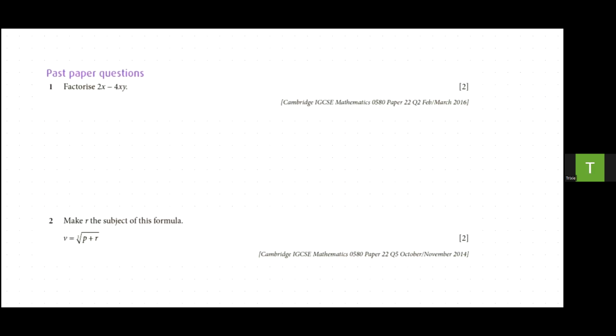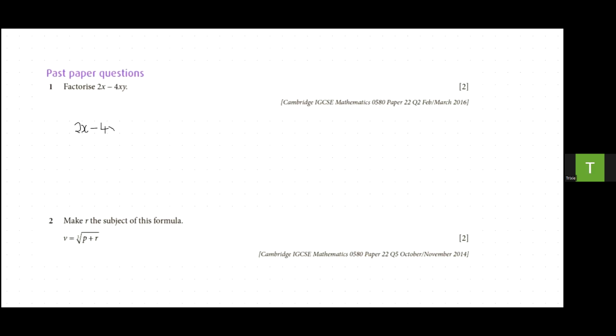Hello everyone. Now I'm going to explain the past paper questions from question 1 to 7. So question 1, let us have a look. Question 1, factorize 2x minus 4xy. Let me write down the question first.